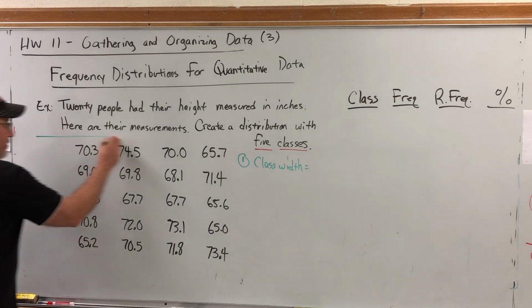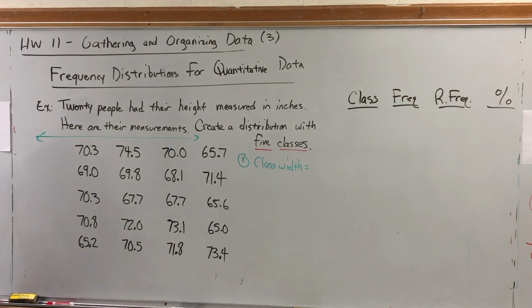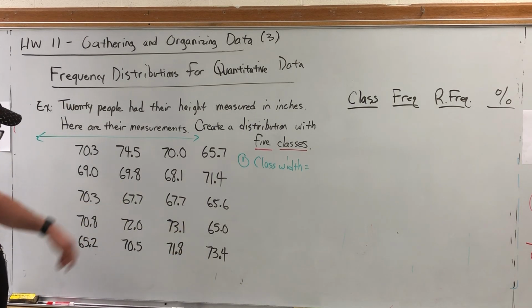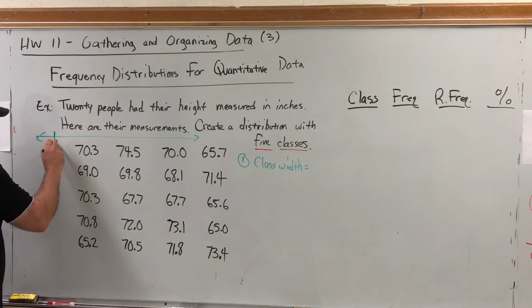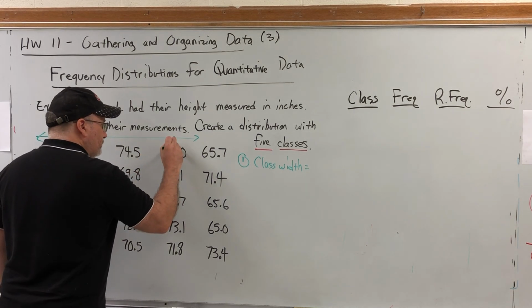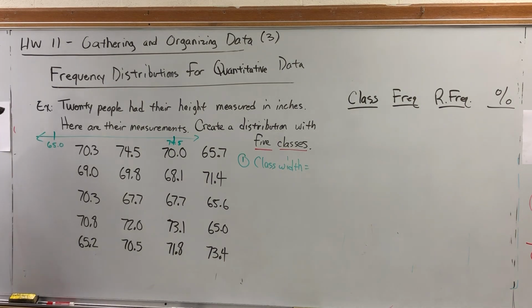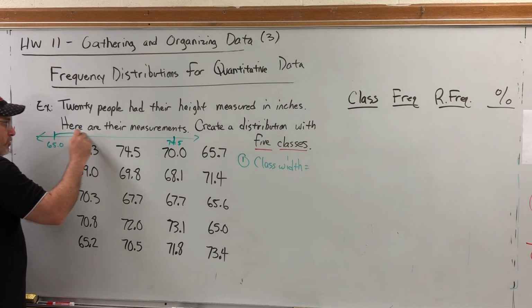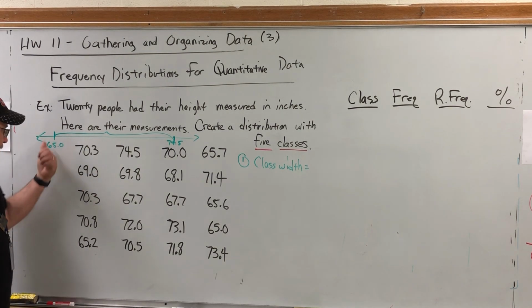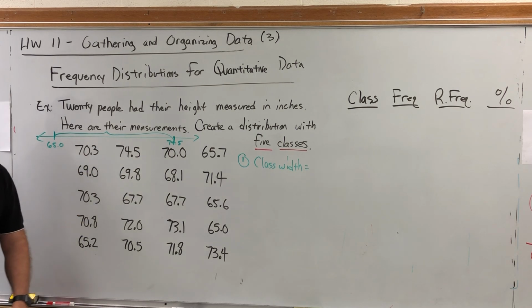If I do a number line and find the least value on here, which I believe is 65.0, yes. So 65.0 is here. And then the greatest value is 74.5, I believe. Yes. What we're basically saying is we need enough classes to cover all this, but we want 5 of them. So how can we figure out how wide each one is? We'll figure out how far apart these are and divide it by 5.